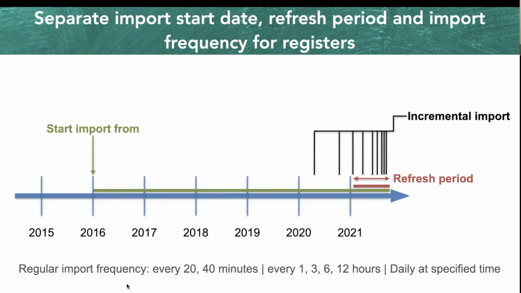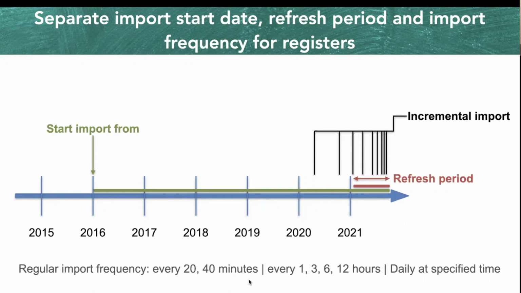Okay, and how regular import frequency works is that you can specify how often the import should be run. So every 20 minutes the import starts automatically, or every 40 minutes, every hour, 3 hours, 6 hours, or maybe you just want to have it daily at a specified time. There are also different frequencies available for different plans, so business will have more frequent. And this also can be customized for each register.